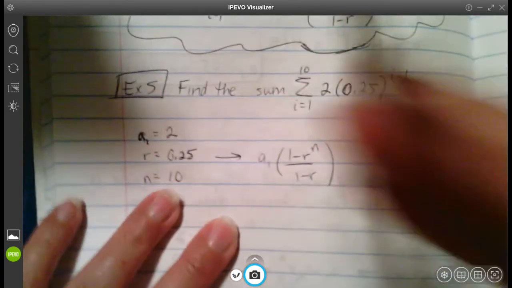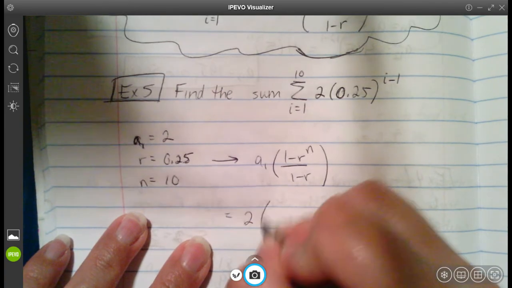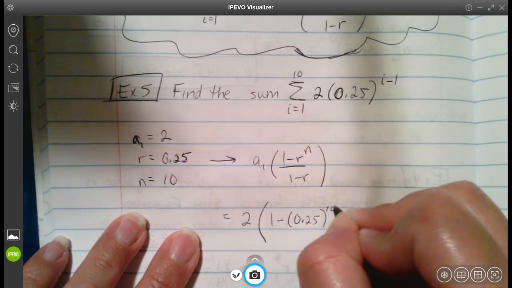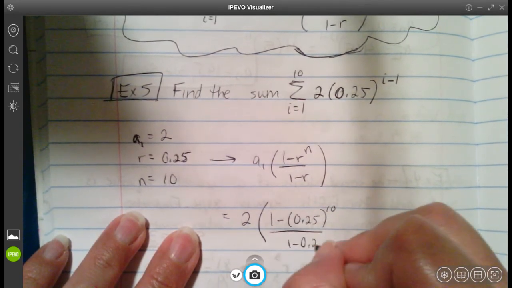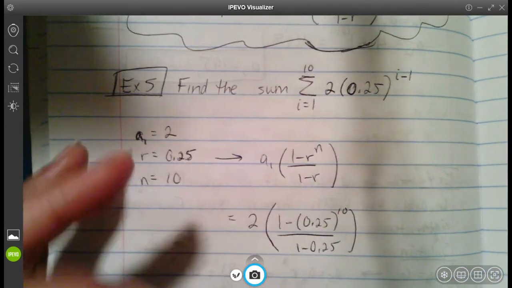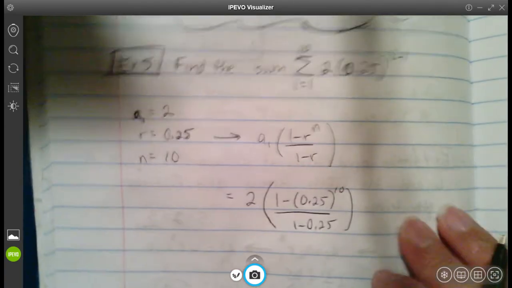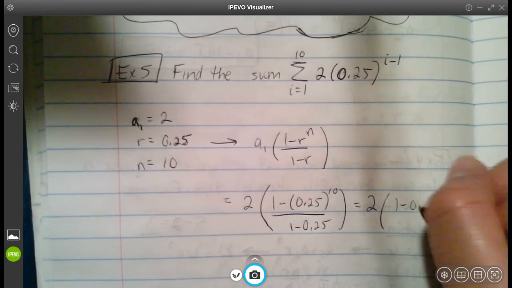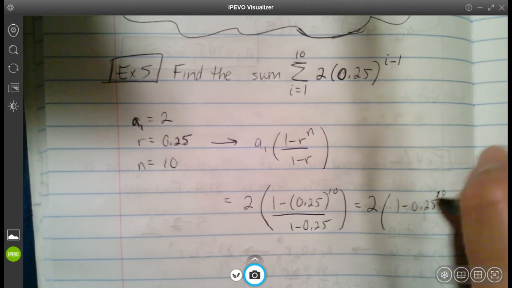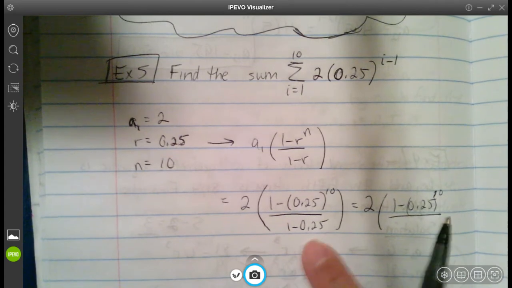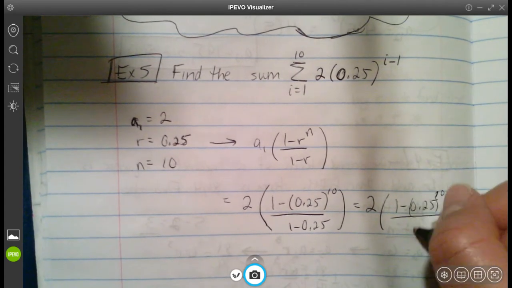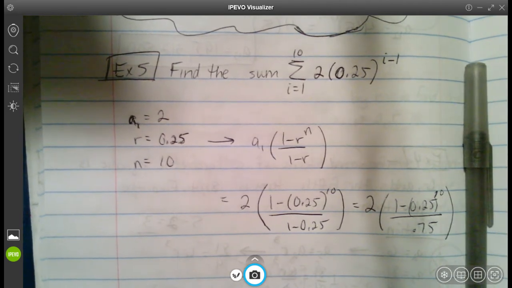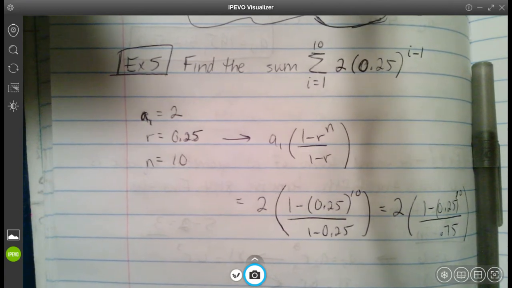Let's see if I can get this to fit here. We have a of 1 is 2, and then 1 minus my ratio is 0.25 to the 10th power over 1 minus 0.25. And I'm going to simplify what I can without using a calculator first, because I'm going to have to use it for this one probably. But we have 2 times 1 minus 0.25 to the 10th power, put that in parentheses, over 1 minus 0.25, which is like saying 1 minus a quarter, so it's 0.75. And then at this point, it's back to the calculator. So let's do that super quick.